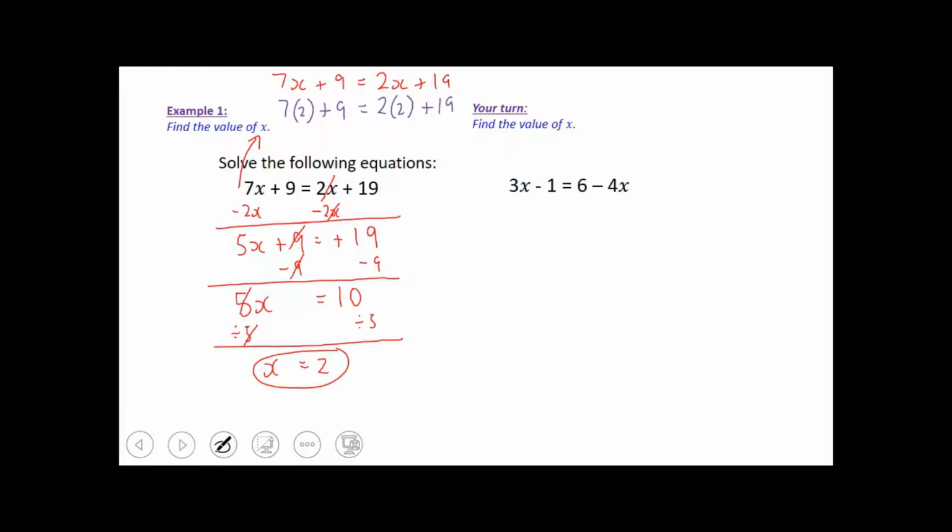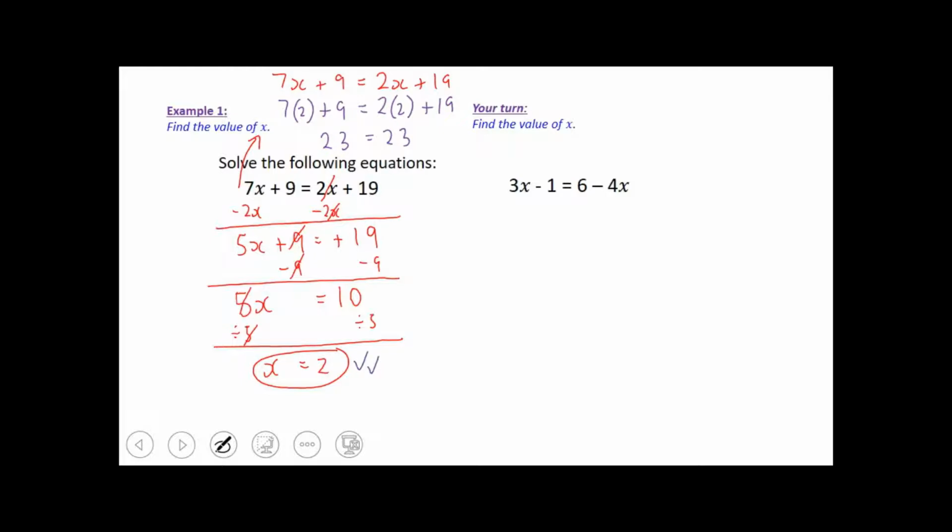So we're just going to check, do both of these balance out. 7 times 2 equals 14 plus 9. 14 plus 9 is 23. Got 23 on this side. And 2 times 2 is 4 plus 19, and I know that is going to be 23 as well. So I know this has worked out.